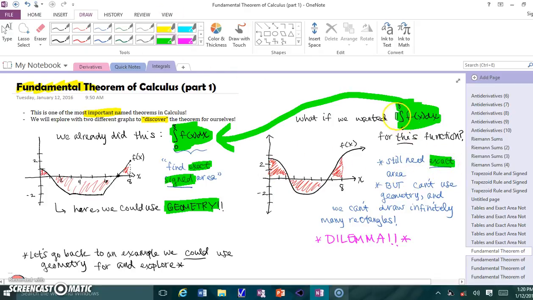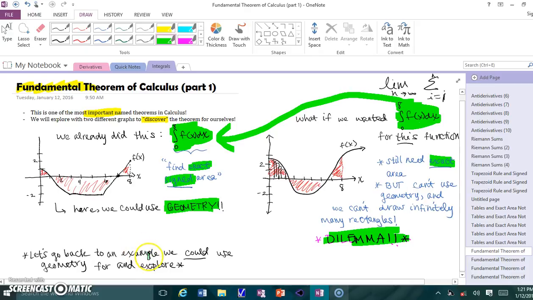But because there's an integral sign here, remember that's taking the place of the limit as n goes to infinity of infinitely many rectangles or trapezoids. So we're not going to sit here and try and draw infinitely many because that's impossible. So it seems like we have a major dilemma here and we're stuck because we can't do infinitely many. We can't get it perfect.